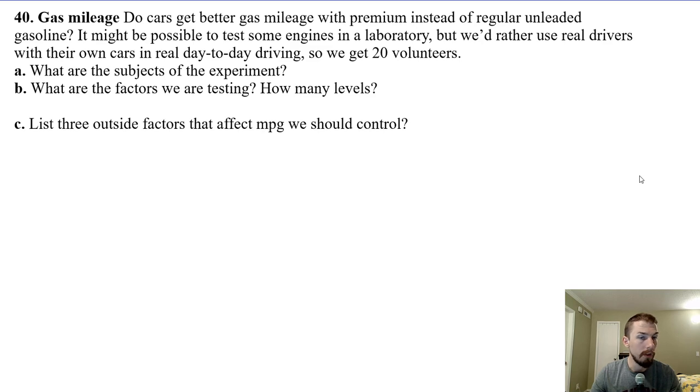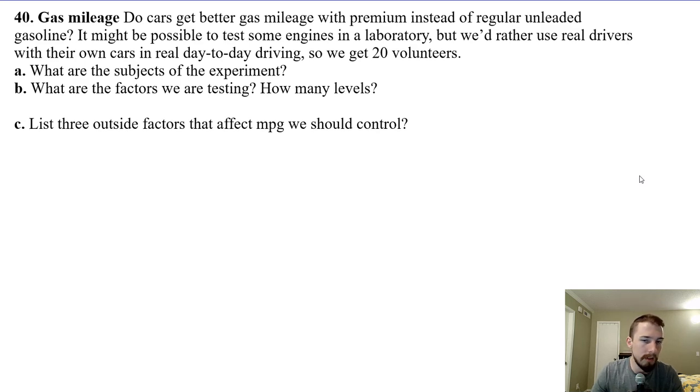What are the factors we're testing and how many levels? So the factor we're testing is the octane grade or the fuel type. The levels we would have two. So we have premium and regular, which probably 87 and 89 or 91 or 93 or something like that, but they didn't specify the octane level, just premium and regular. So there's two levels. There's no real null here. You can't have like no gasoline, that doesn't work.